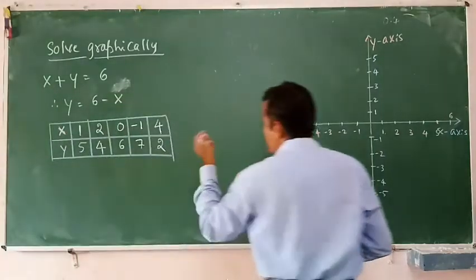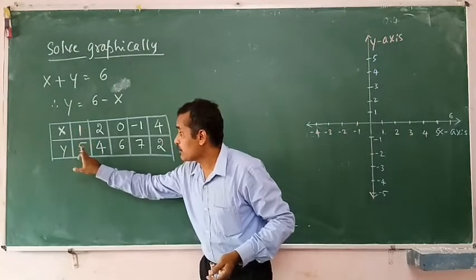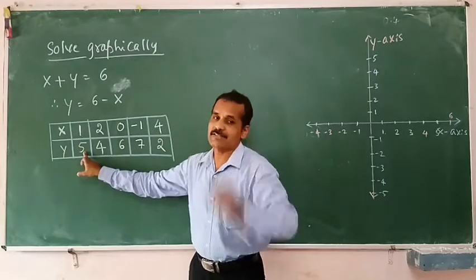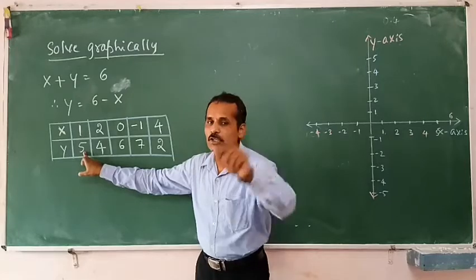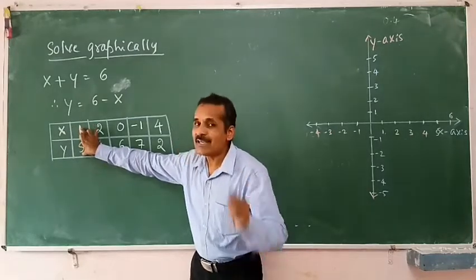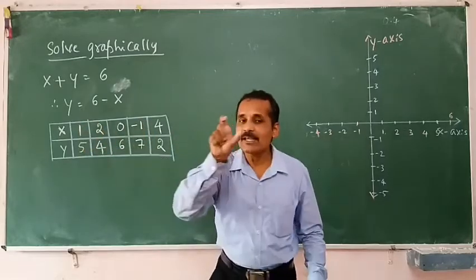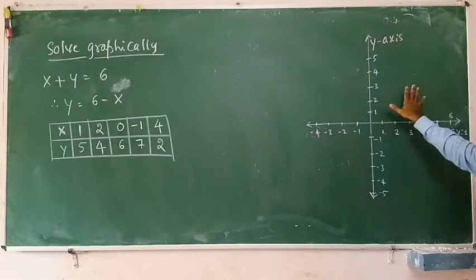Now, these values, my dear children, keep in mind, one x value and one y value together we call a coordinate. This is not a part of your syllabus, I am telling you for your knowledge. One x value and the corresponding y value together we call a coordinate. Okay. Now these coordinates let me represent on a graph paper.